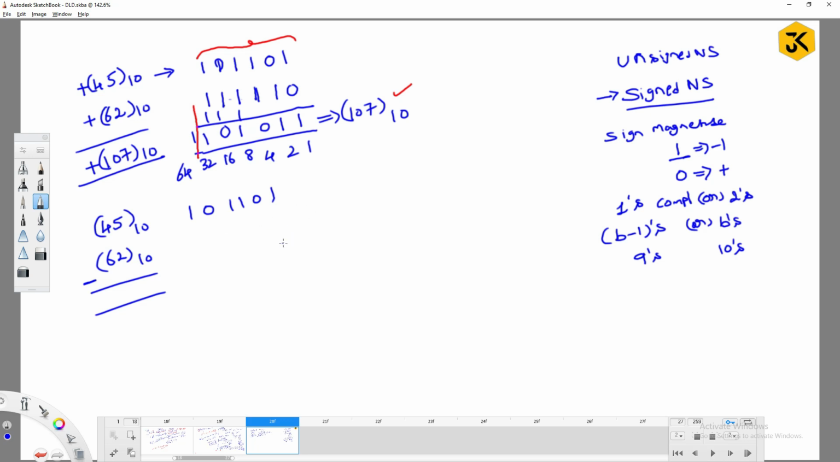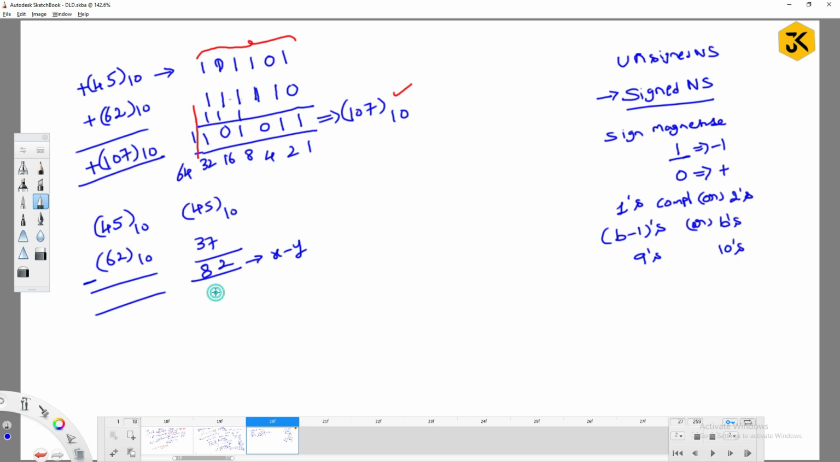So I think we have seen this particular procedure. 45 base 10, and you are trying to find out the ninth complement of 62. That is 37. You are going to get the sum, right? 5 plus 7 is 12, 4 plus 3 is 7, so in total you are going to get 82. So 82 is what? X minus y, right? You need to get the result of what? 17. How are we going to get it?